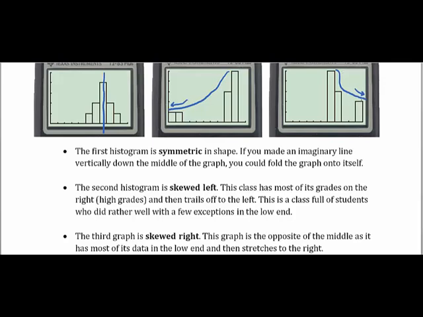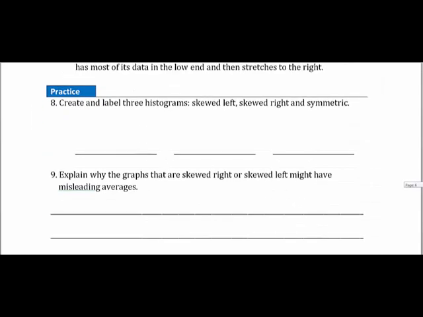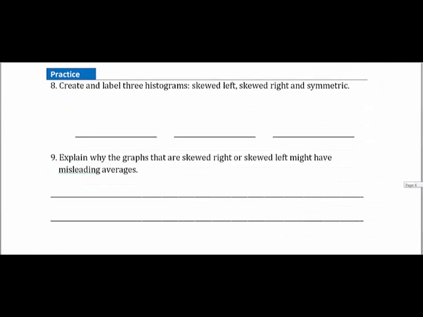So the next piece of this problem is for you to create and label three histograms, skewed left, skewed right, and symmetric. And then explain why the graphs that are skewed right or skewed left might have misleading averages. Pause the video, do this little activity. I'll show you one possible example after you unpause the video, and you can take a look and see how you feel about your answers and compare them to mine.